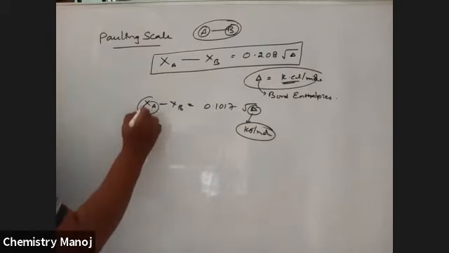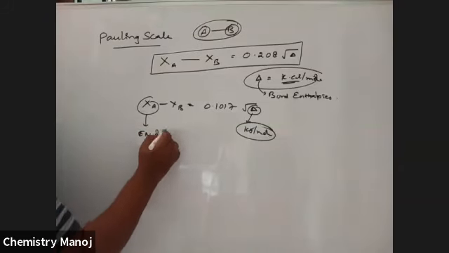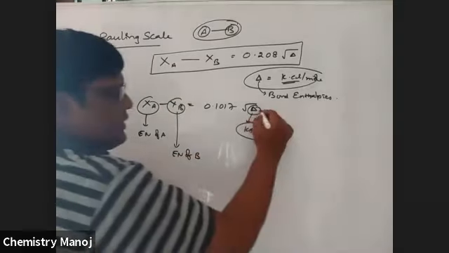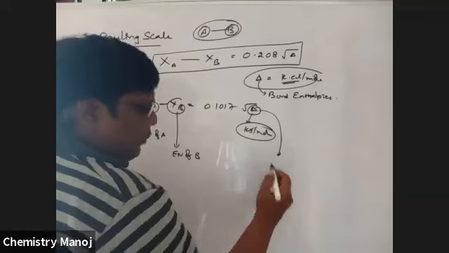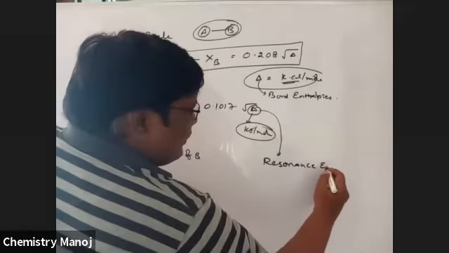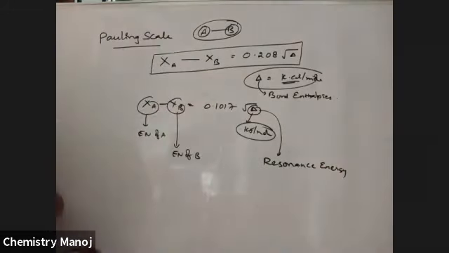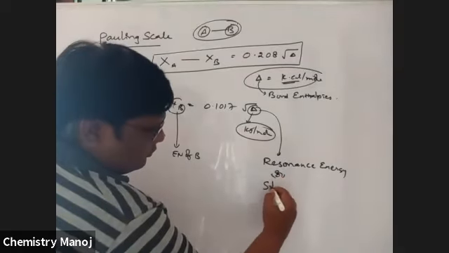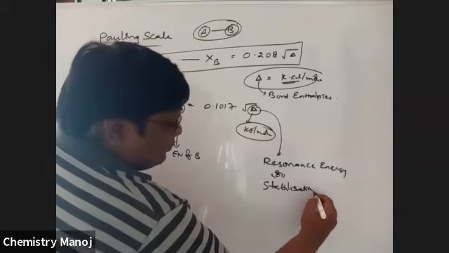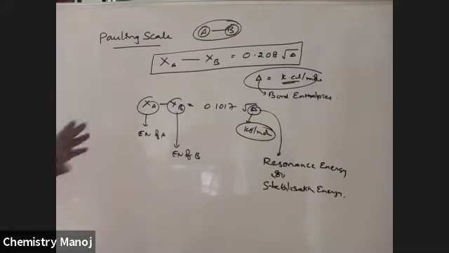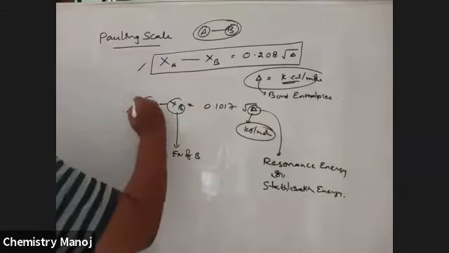So, sir, what is this XA and XB? XA is nothing but the electronegativity of A. XB is nothing but the electronegativity of B. Next, what is this delta? It is bond polarity. It is nothing but resonance energy. The delta is taken as resonance energy or stabilization energy. So how to calculate the delta value? Now I am going to calculate the delta value. Please keep in mind, these are the two formulas.